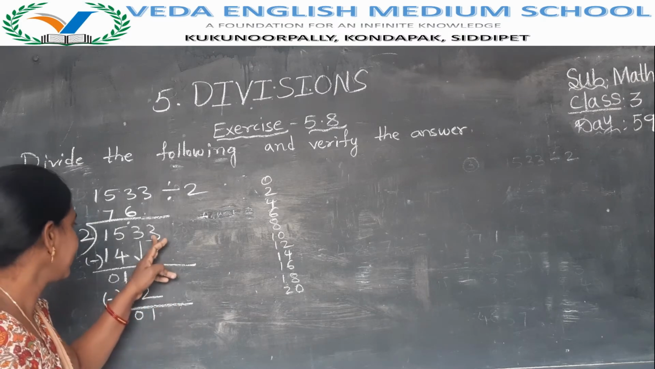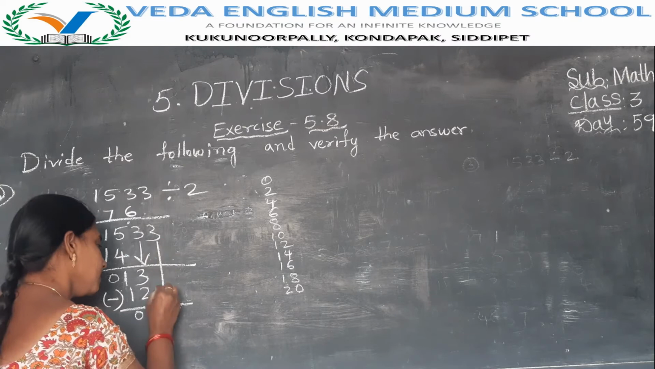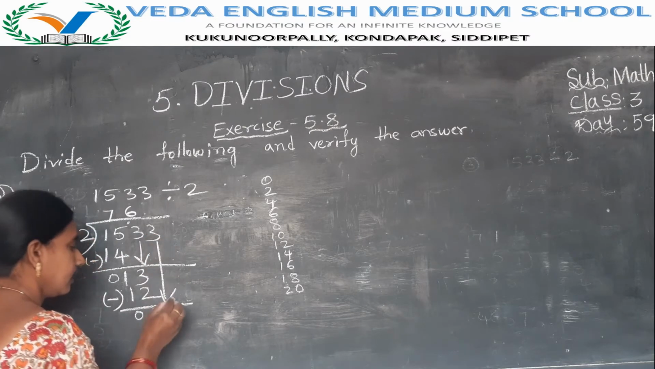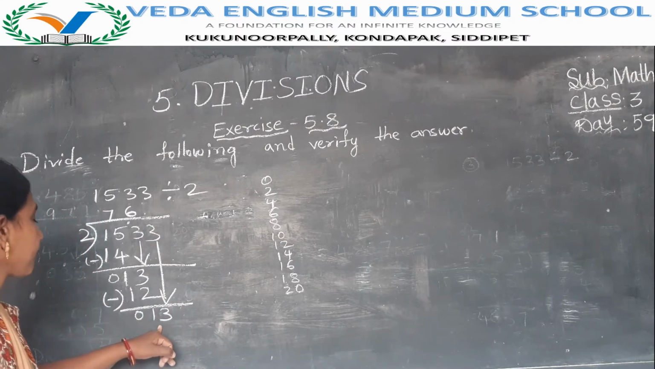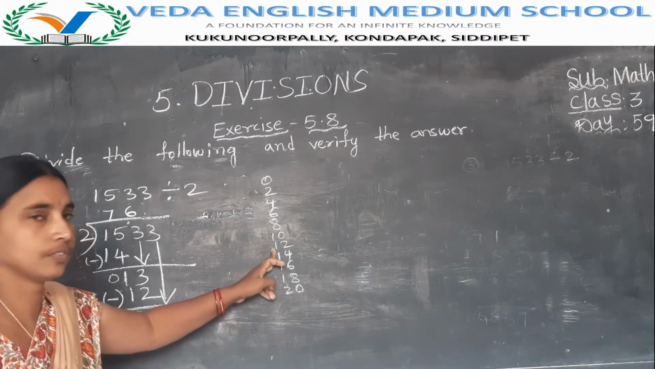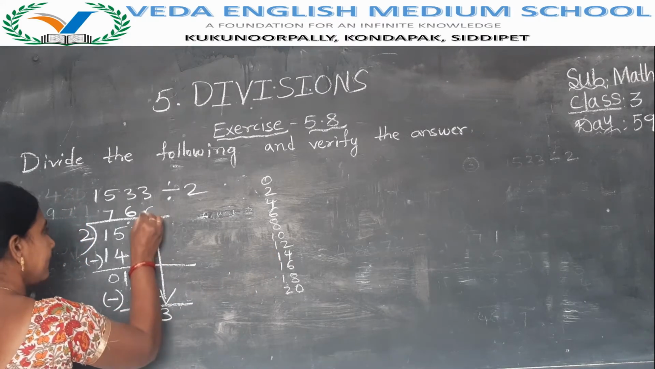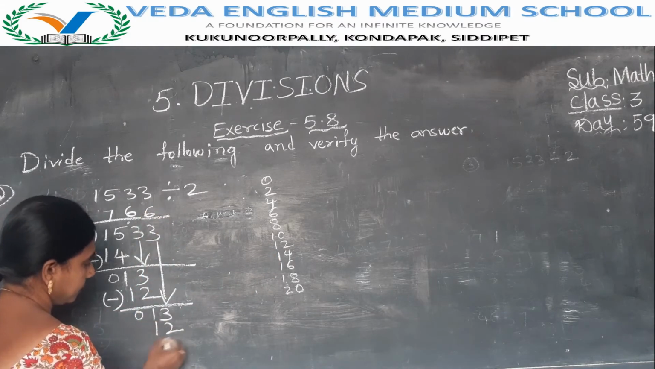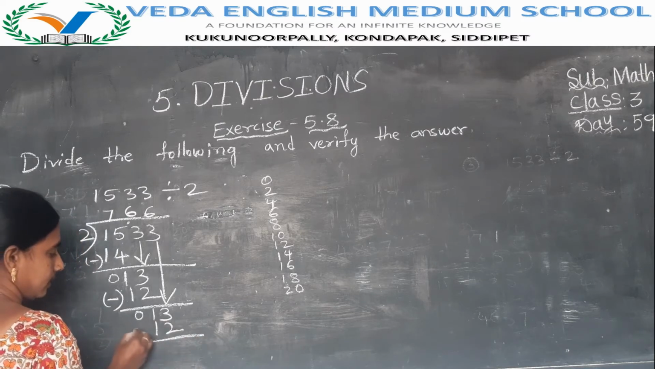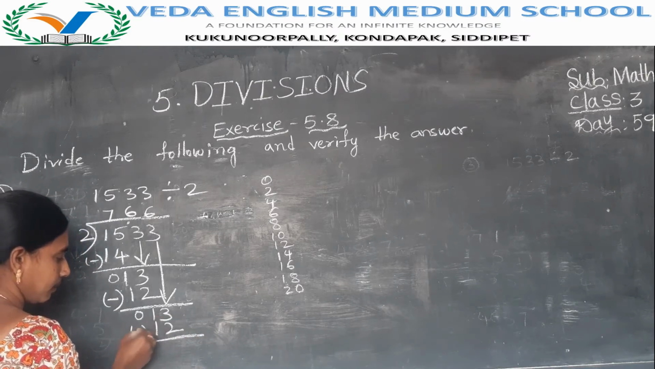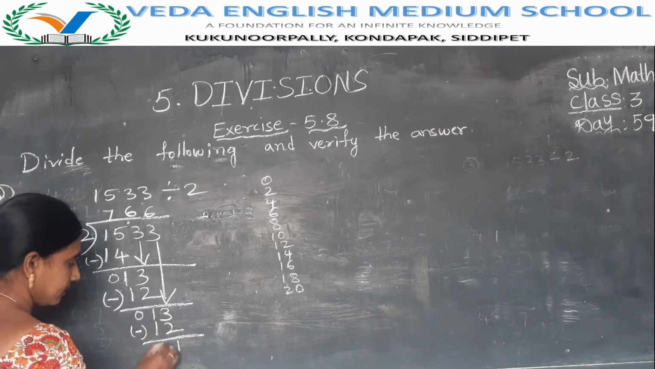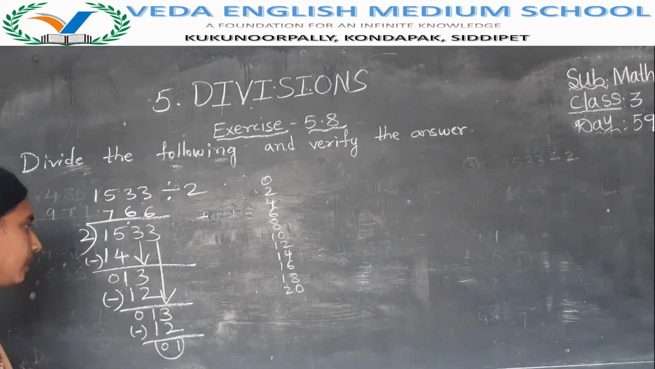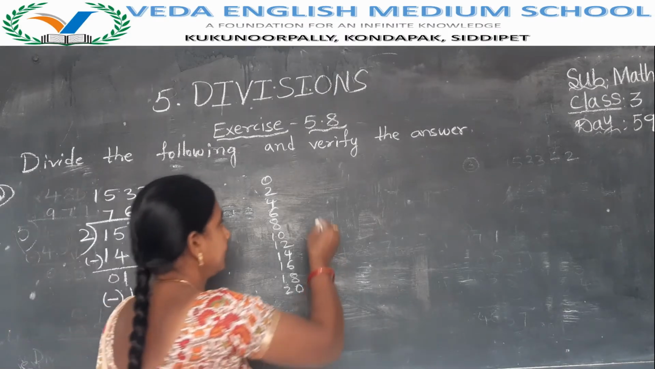Okay. One more digit here. Bring it down. That is 13. Same, the nearest to 13 is 12. So 2 6s are 12. Now do the subtraction again. 3 minus 2 is 1. 1 minus 1 is 0. Okay. Next, here see Nana. The divisor is right here.